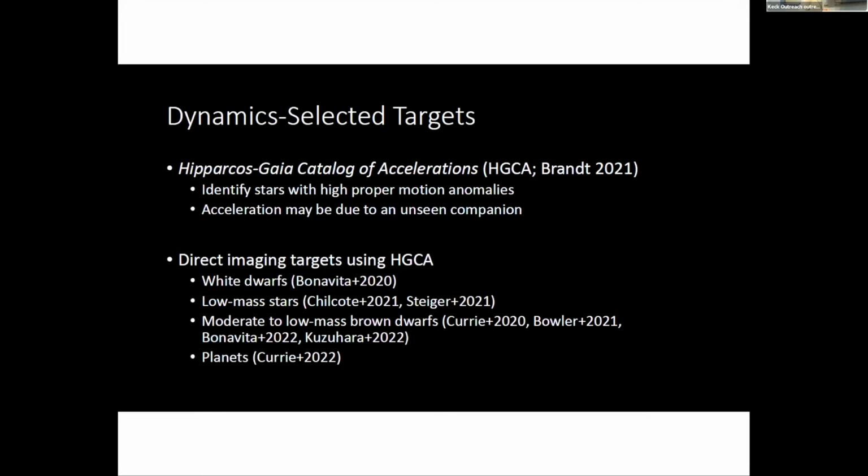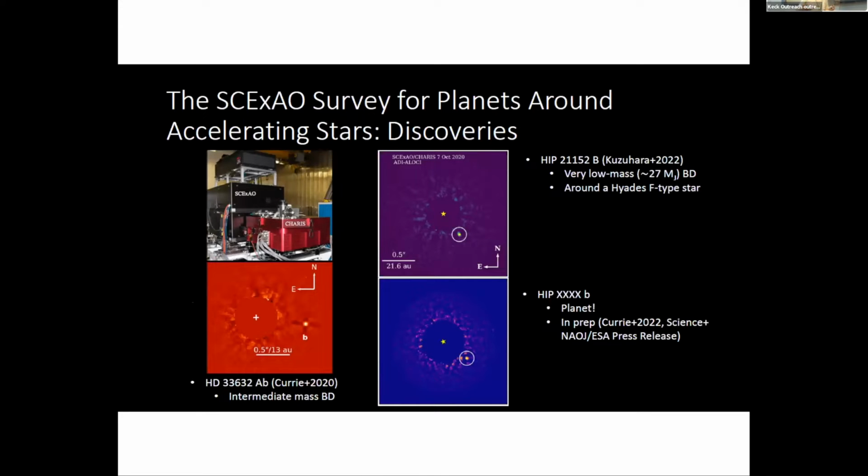And the star that I'm going to talk to you about today is a part of the SCExAO survey for planets around accelerating stars. What this is, is we basically have a survey going on in which we select a bunch of target stars based on their dynamics and based on this information from the HGCA, in order to improve on that success rate that we don't have in the blind surveys. And as you can see here, we have an intermediate mass brown dwarf, a very low mass brown dwarf, and we also have, upcoming, a planet that we found.